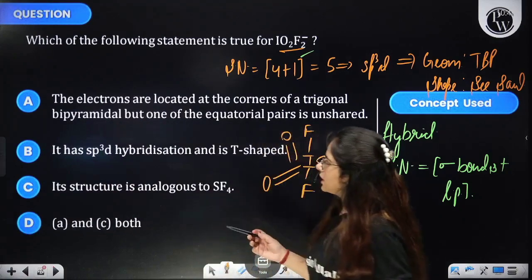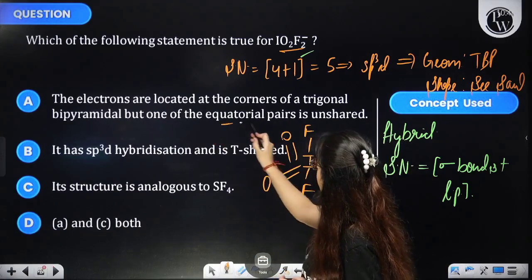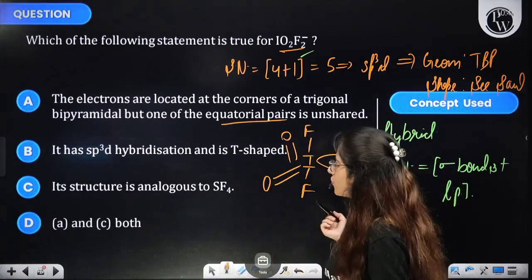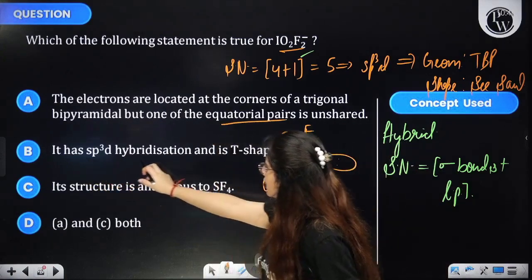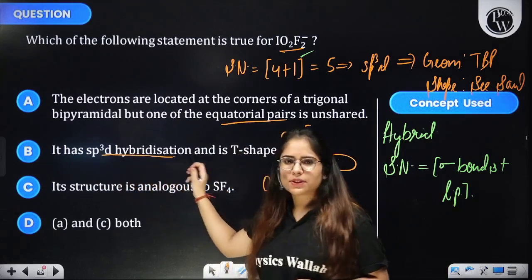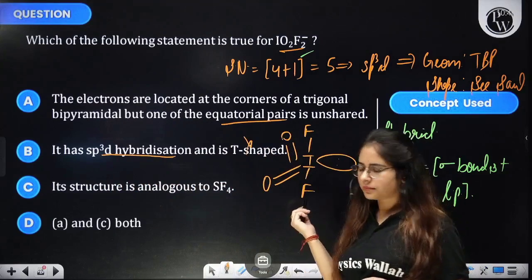So the first statement, the electrons are located at the corners of the trigonal bipyramidal, but one of the equatorial pairs is unshared. Yes, this statement is right. Let's move further. It has sp3d hybridization and it is T-shaped. Hybridization is sp3d, but it is not T-shaped. It is actually seesaw shaped.